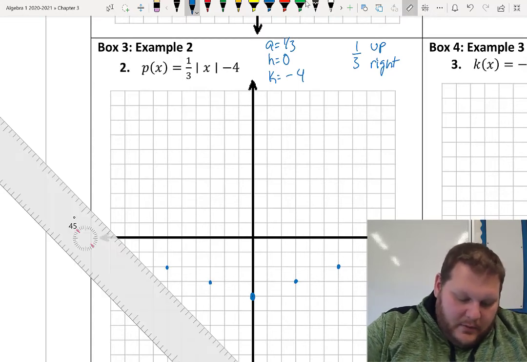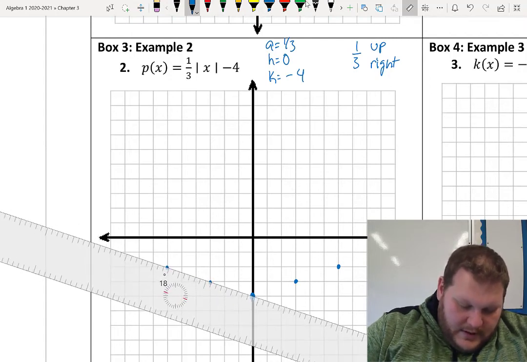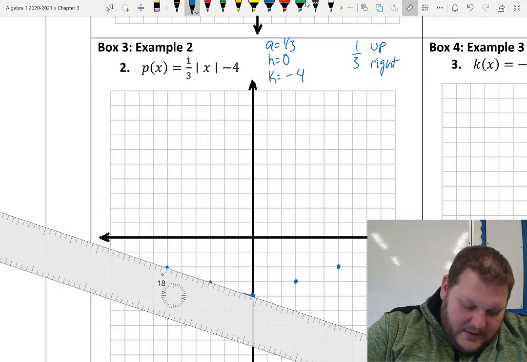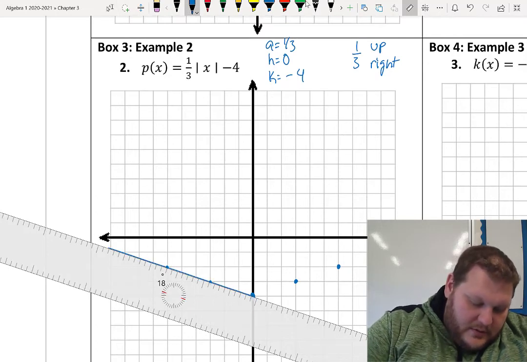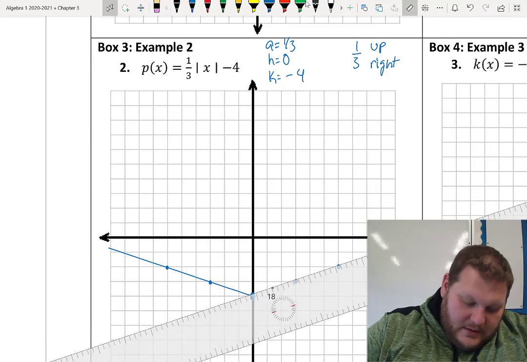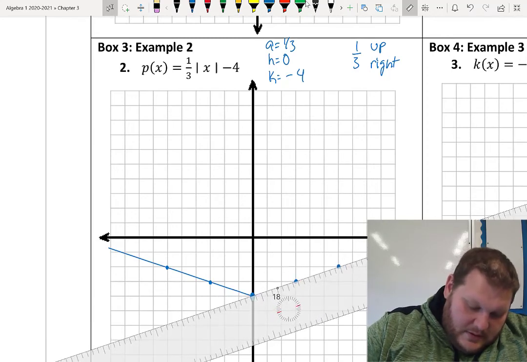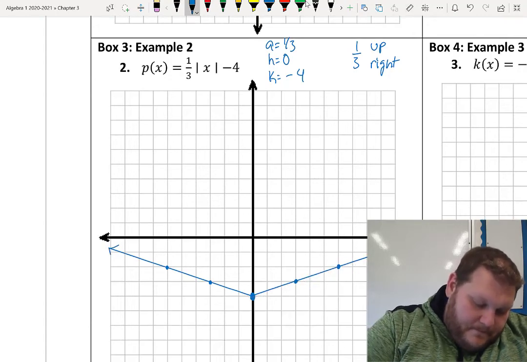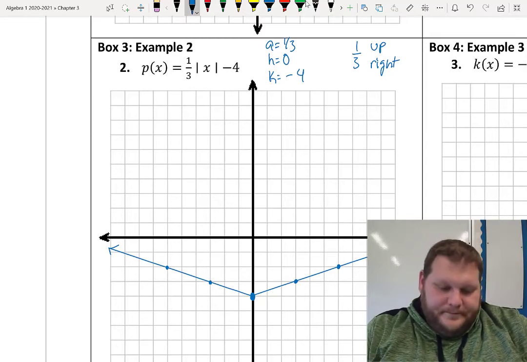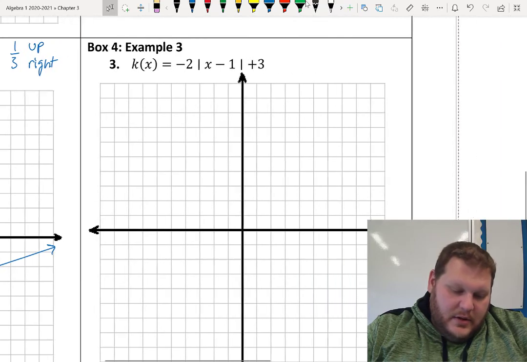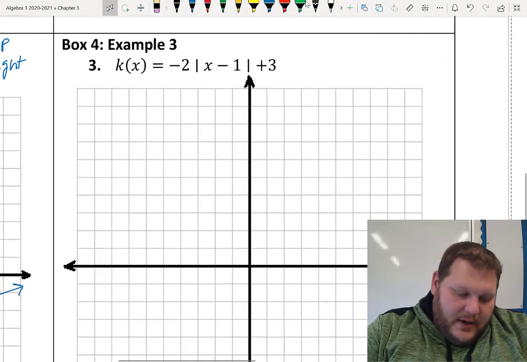And then again, I grab my ruler and try to line it up nicely. It makes about 18 degrees on my ruler, which means we'll go over here and do the same thing, 18 degrees. Line it up. Straight line. Here we go. All right, last one.